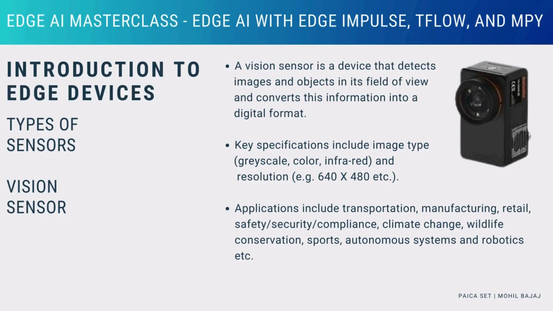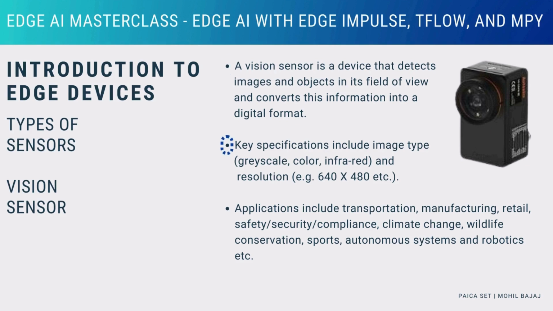Hello and welcome, everyone. In this video, we will be looking at our first sensor, the vision sensor. Let's start by understanding what a vision sensor is. Simply put, it's a device equipped with the ability to detect objects in its field of view, and then convert this information into a digital format. Think of it as the eyes for your machine.